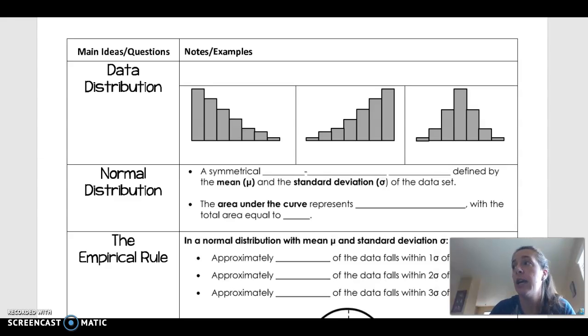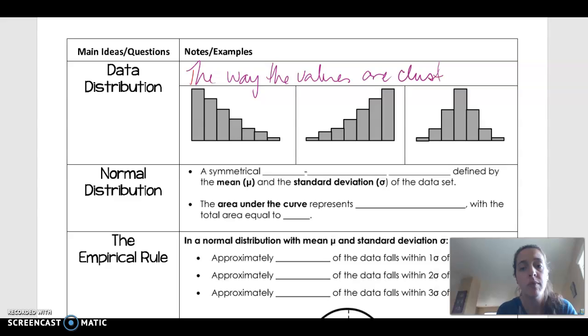When we're looking at data distribution, it's just the way that the values are clustered or centered. So I want you to think about a cluster of things, meaning just where more of the data falls. We've got really three different types of distribution, and it's kind of backwards to me, so it's just one of these things we just have to remember.